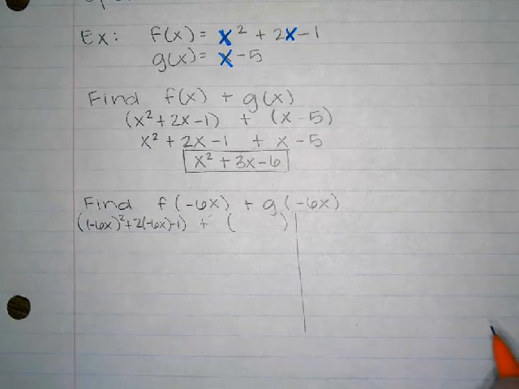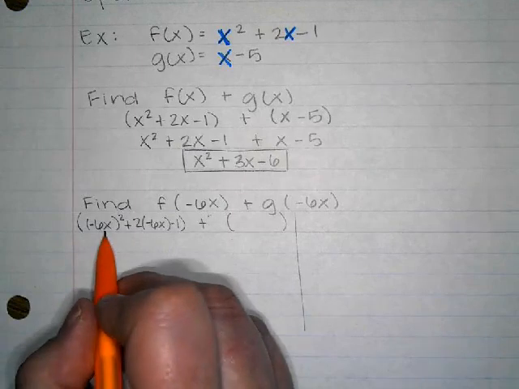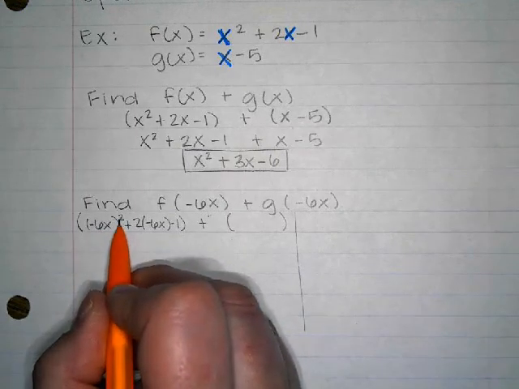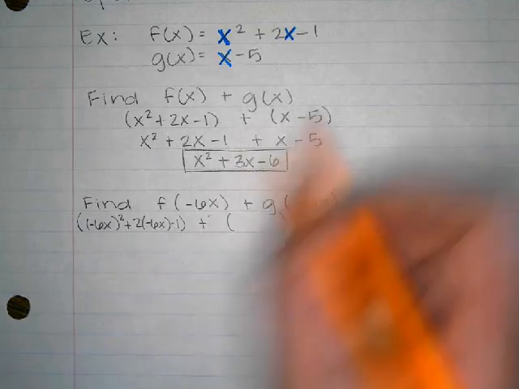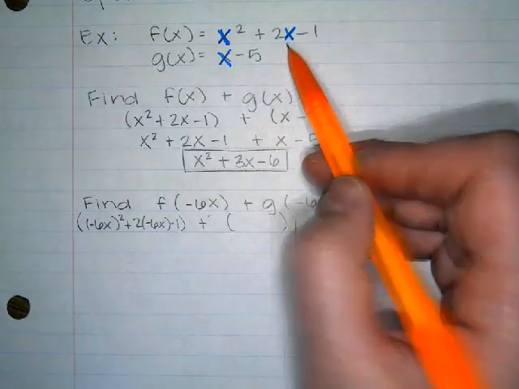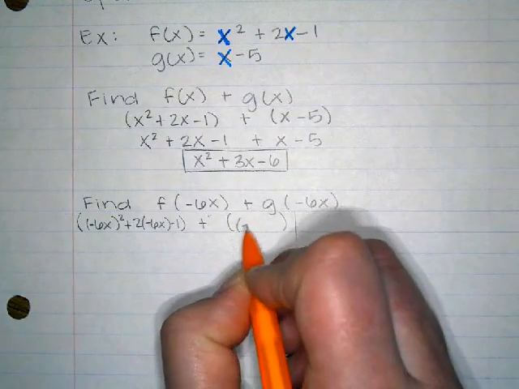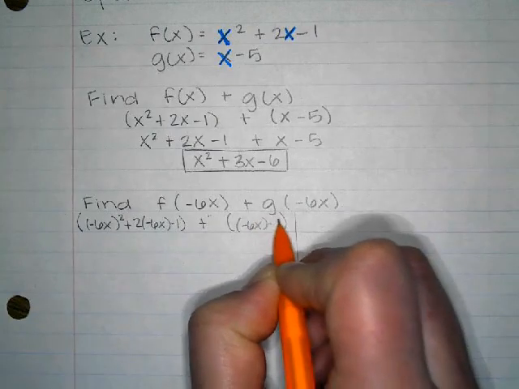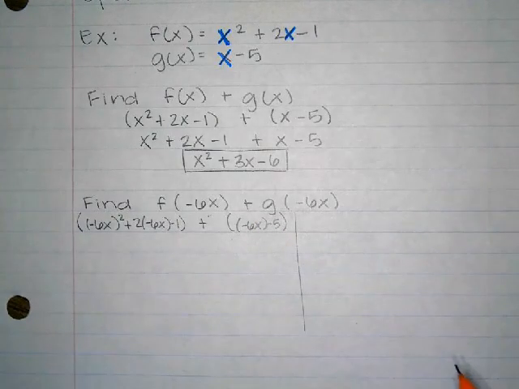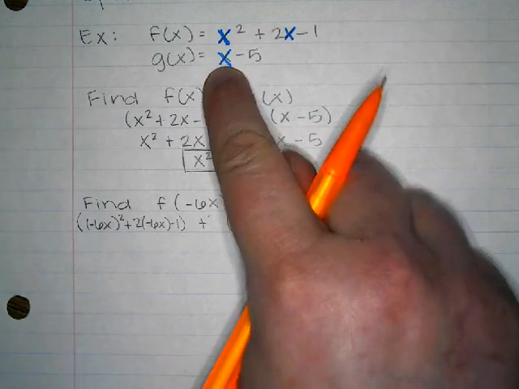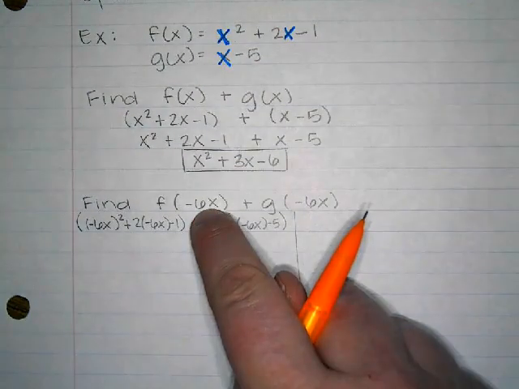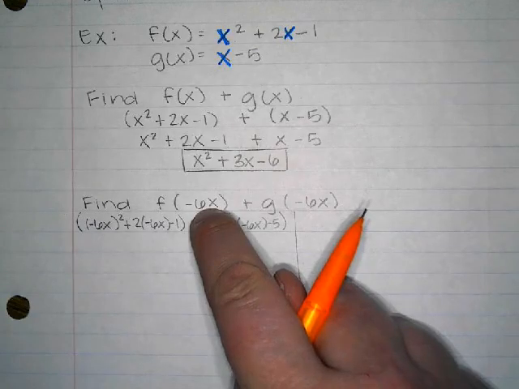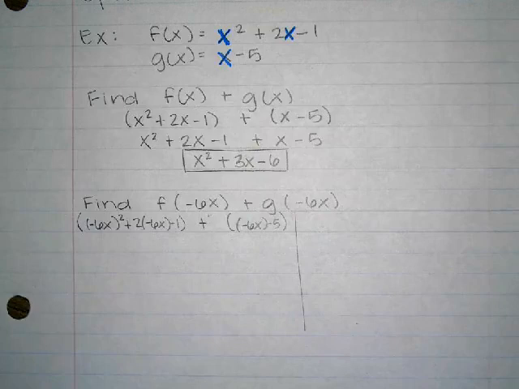So there's f of x. Negative 6x squared plus 2 times negative 6x minus 1. Is everyone okay with that? Okay. And then for the other one, I have negative 6x minus 5. So I took out the blue x's and I just replaced them with negative 6x. We good so far? Okay.